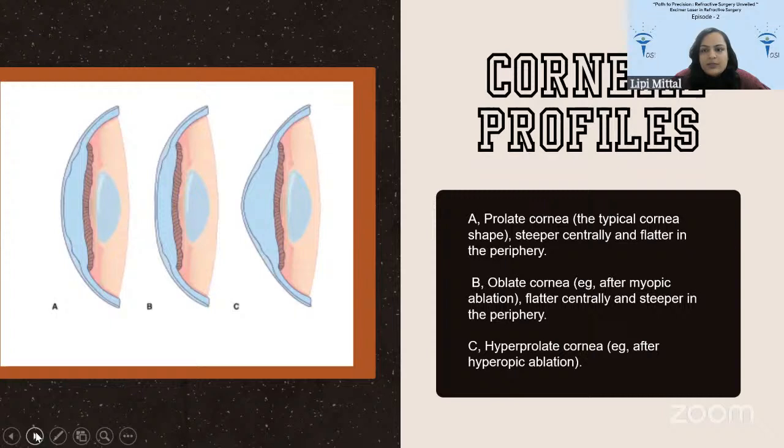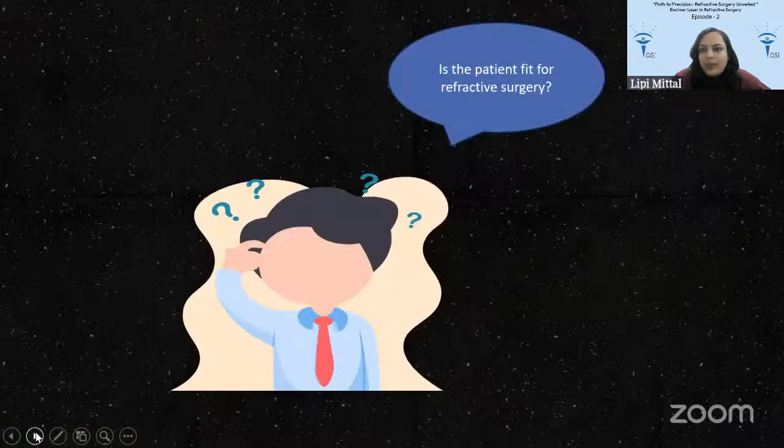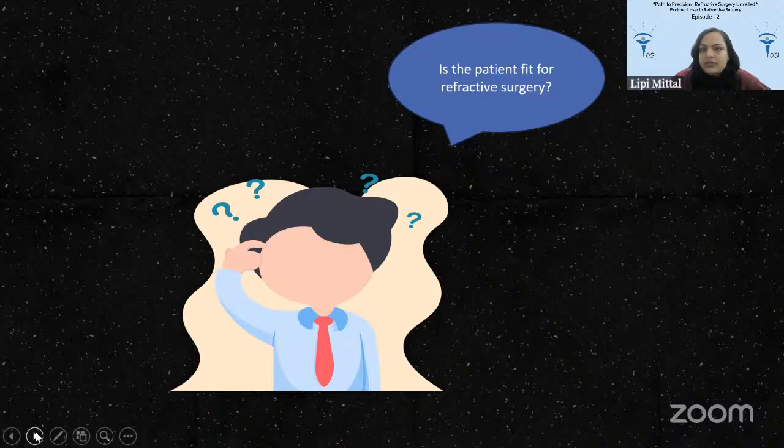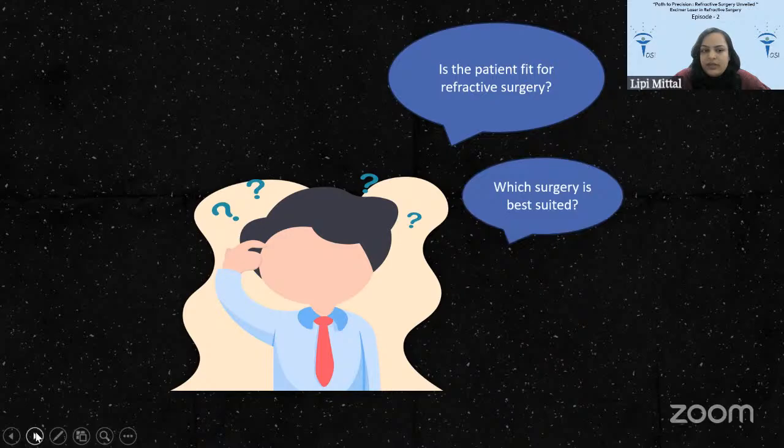Normally, the cornea is prolate. That means it is steeper in the center and flatter in the periphery. Whenever we are doing a myopic LASIK, we are flattening the center of the cornea, making it an oblate cornea. And in hyperopic LASIK, the peripheral ablation is done and makes the cornea steeper in the center, leading to a hyperprolate cornea. So whenever a patient is coming to us for any refractive procedure, the question arises, is the patient fit for refractive surgery? And if yes, which surgery is best suited?